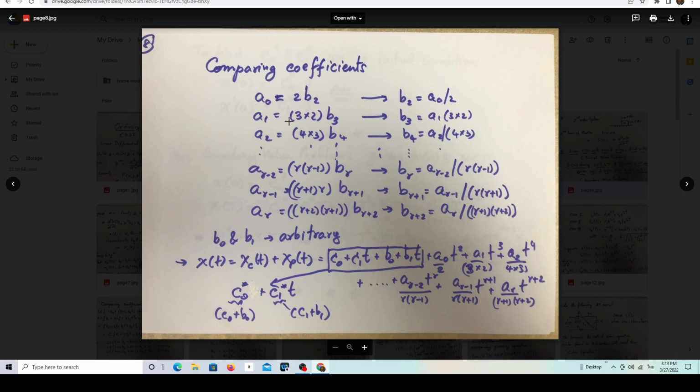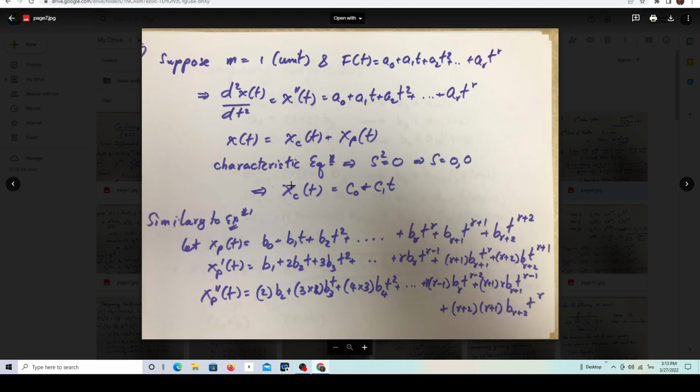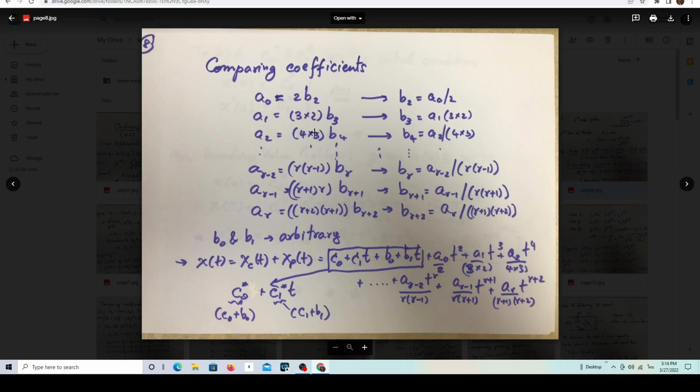So you can see that this just makes a comparison term by term. Look at the f(t) here, and this is the second order of the particular solution of x with respect to t. 2 times b2 is a constant value equal to a0. 3 times 2 times b sub 3 equals a sub 1. And 4 times 3 times b sub 4 equals a sub 2. This one keeps going.